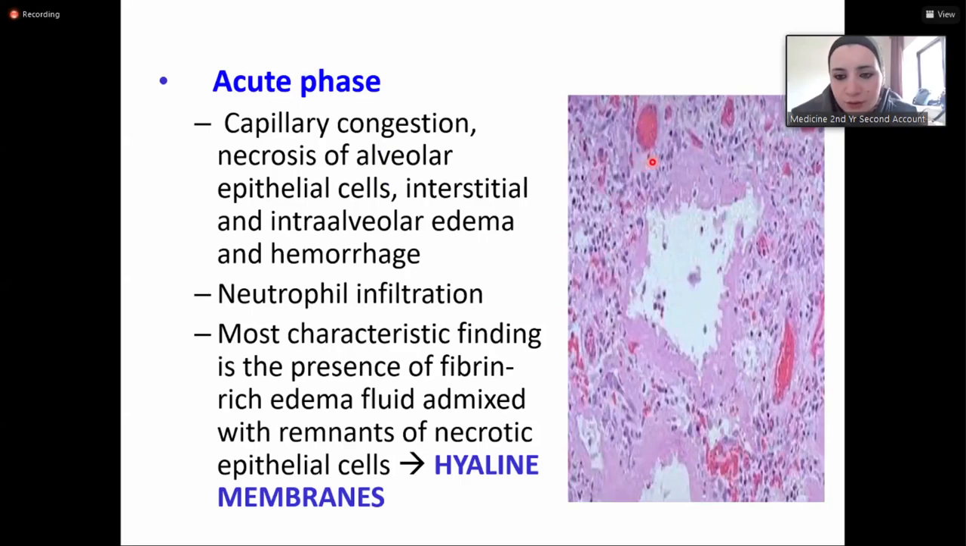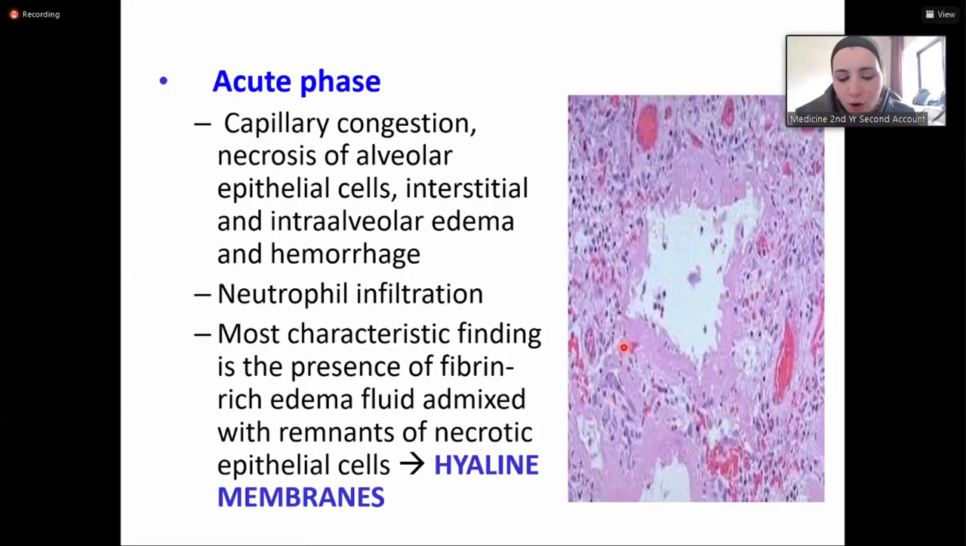Acute respiratory distress syndrome has two phases mainly: the acute phase and the chronic phase, or the fibrosing, organizing phase. The acute phase is after the onset of injury, for example inhalation of toxic substances or a sudden infection by whatever virus or bacteria. In the acute phase, there is mainly diffuse alveolar damage. Type 1 pneumocytes and endothelial cells become necrotic and injured. There will be congestion of capillaries, necrosis of the alveolar epithelial cells, interstitial and intraalveolar hemorrhage and edema.